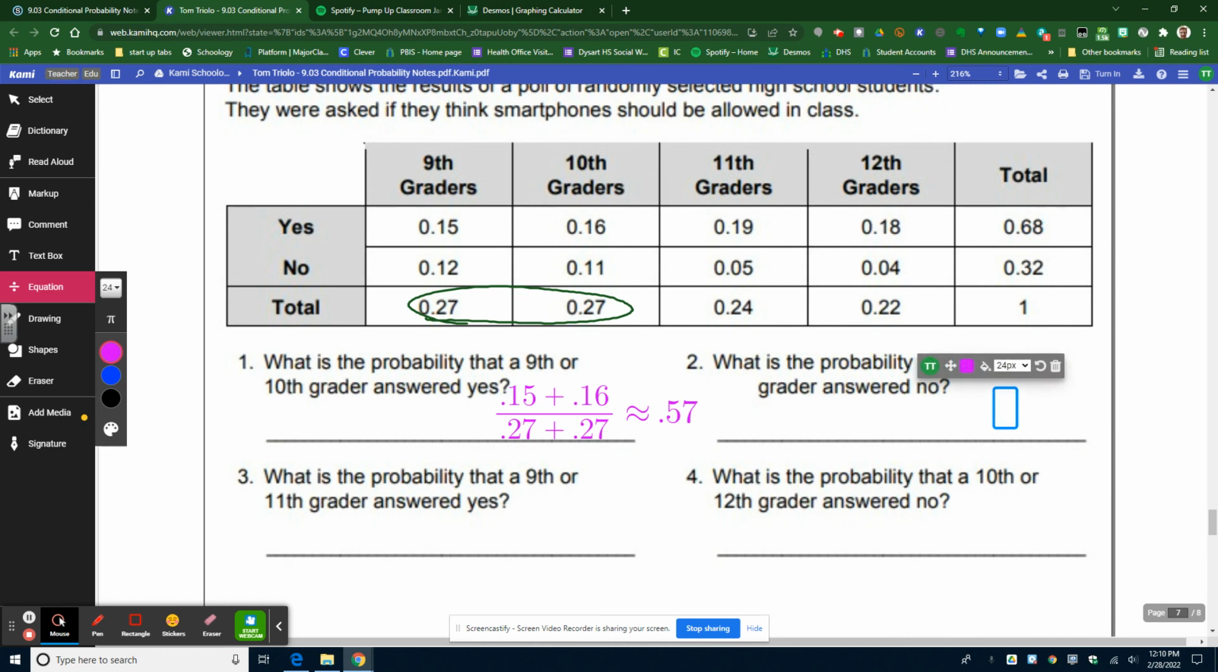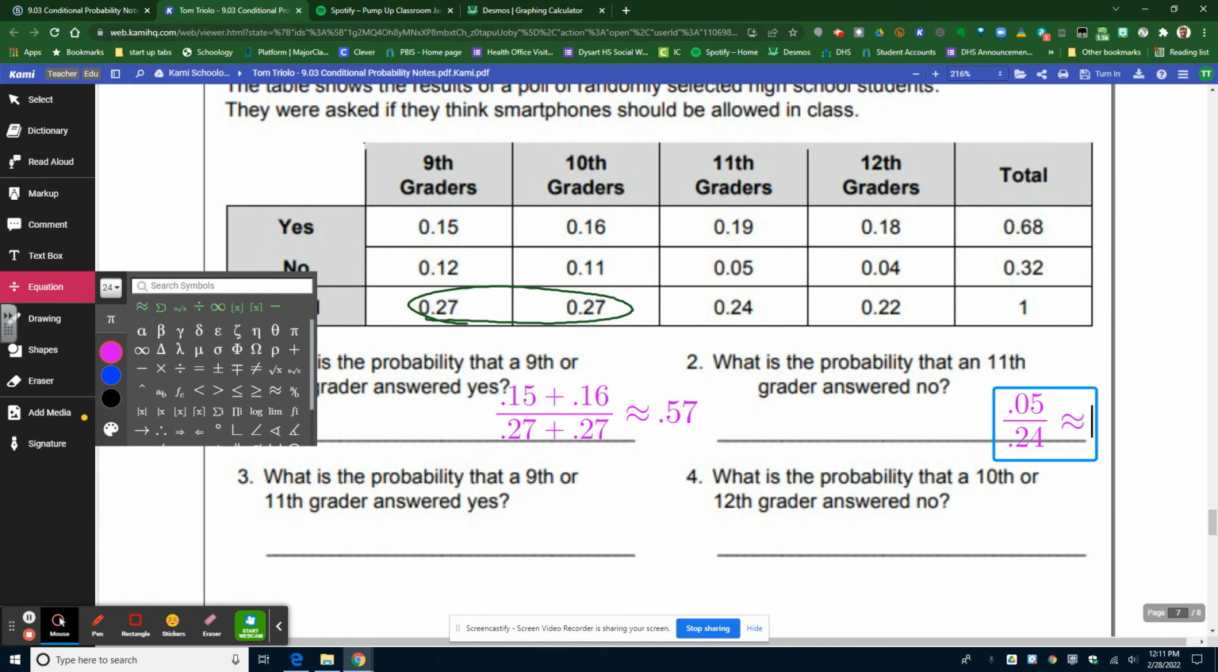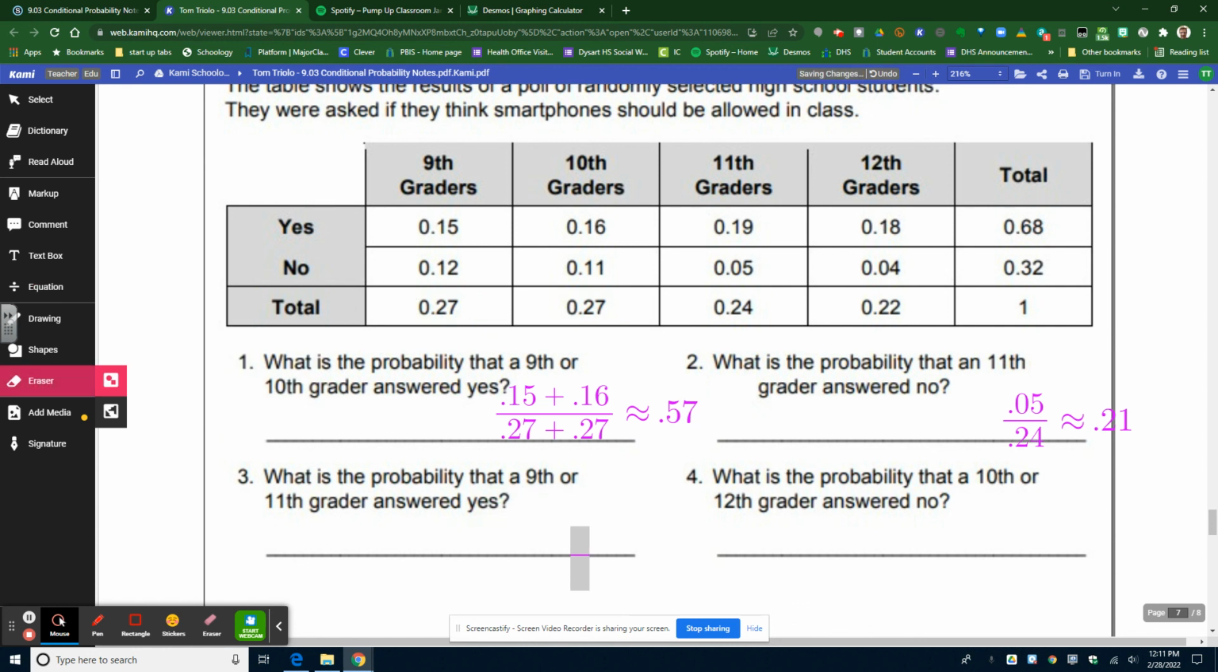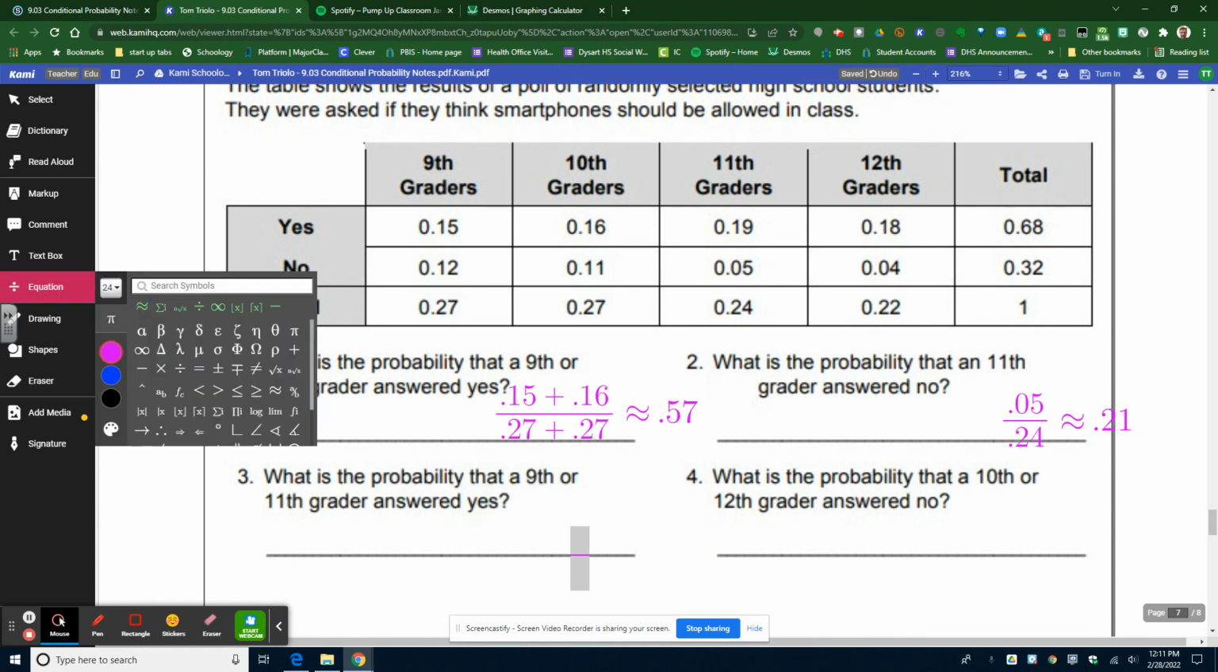Outside, yeah. All right, so how many 11th graders do we have? 24%, so that's on the bottom. And the ones that said no, not a lot. Is that about 21%? Okay. So 9th and 11th graders. So fraction bar. So I've got 27 and 21. 9th or 11th, so that's 51% of the students.